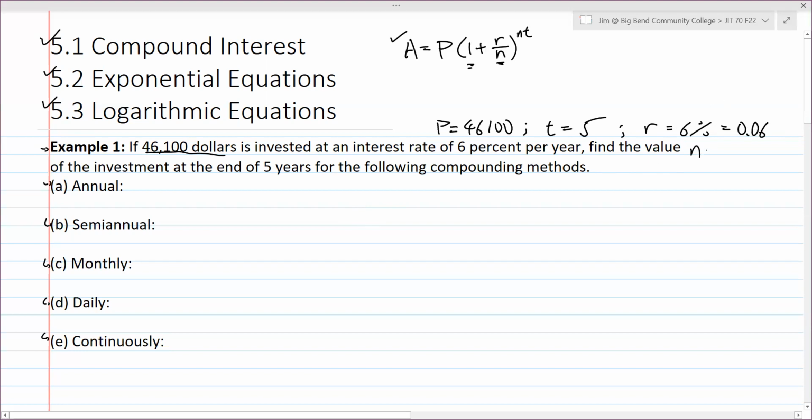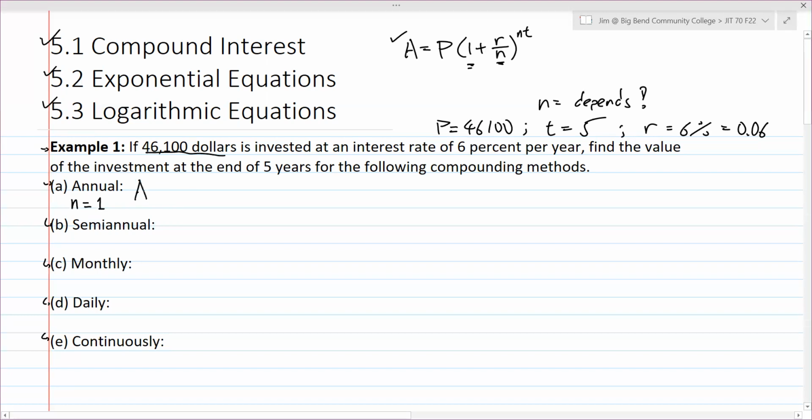And how about n? The value of n depends on the situation, and this is the part I want to show you here. In part A, the number of compounds per year is 1 for the annual version. So what does it mean? That means your interest is calculated and added once per year.